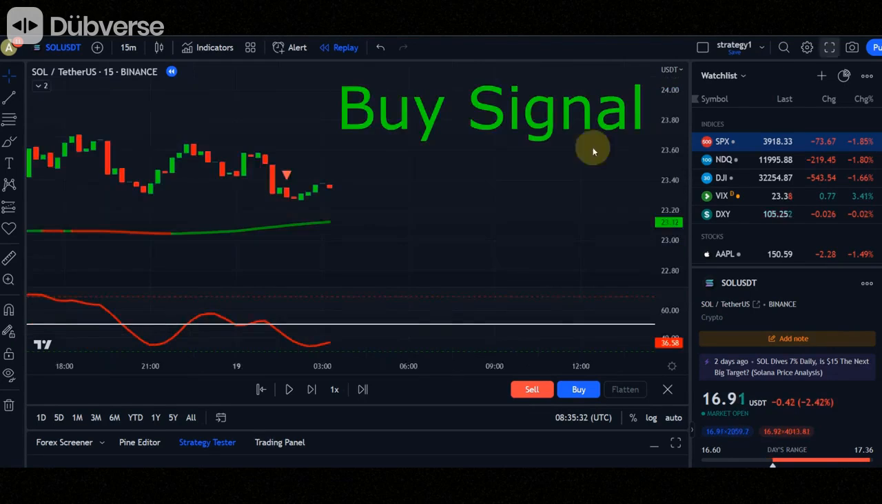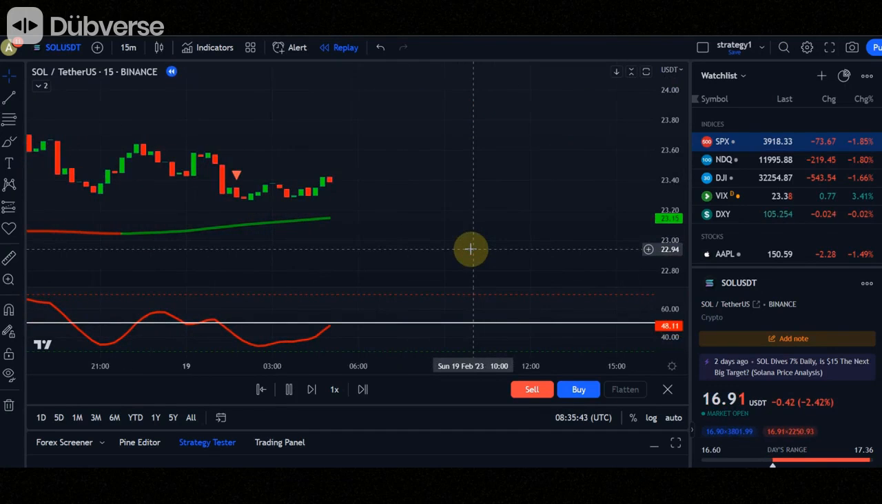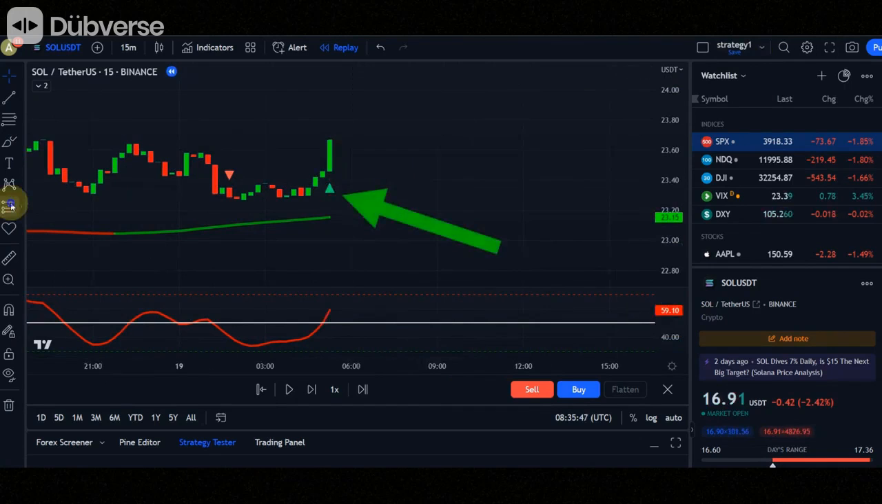These are the conditions for entering a buy position. Condition number 1, you must see green triangle. Condition number 2, candle must be completely above the green moving average line. Condition number 3, red line must be above the white line.